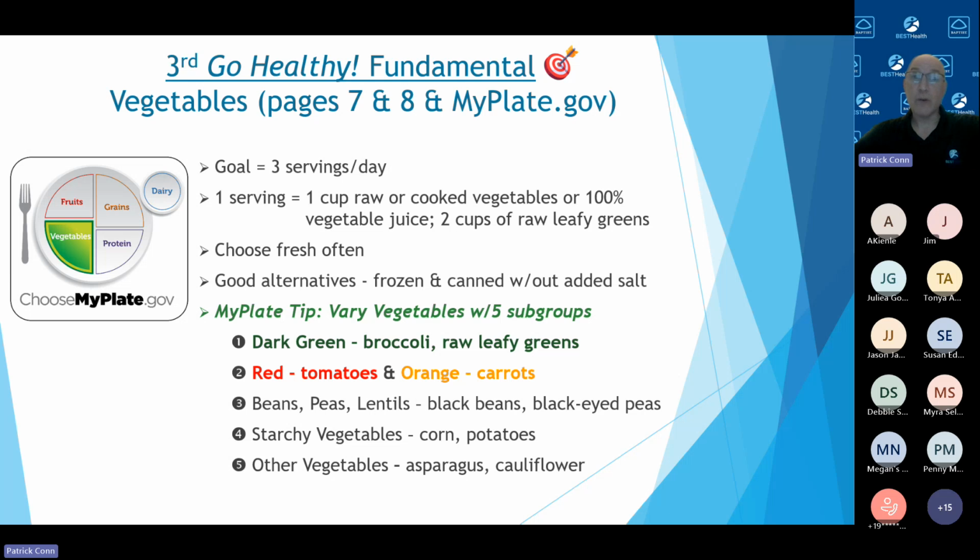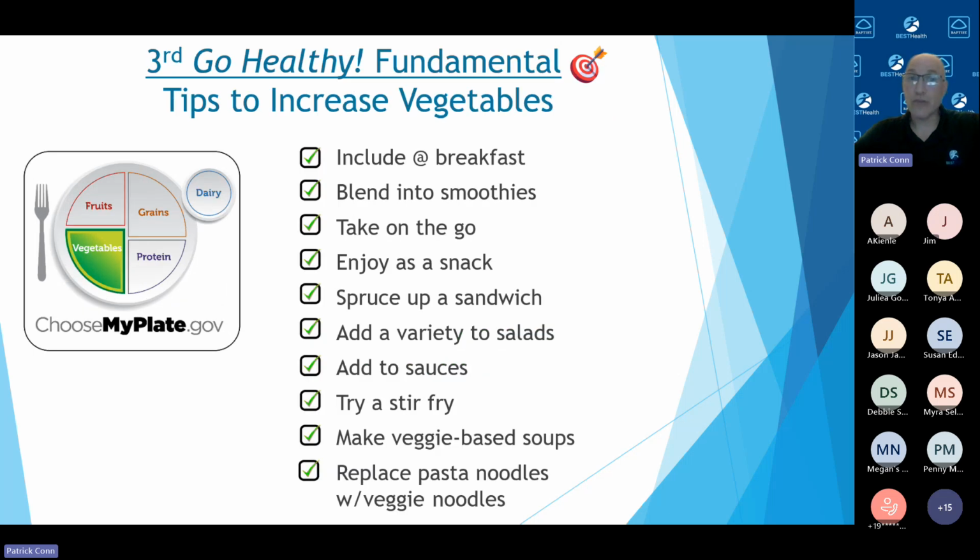Okay, so the ways that you can increase your vegetables here is you can include those at breakfast. I think some good examples would be an omelet. If you eat an omelet, you can pack it full of things like onions and bell peppers, maybe some little pieces of broccoli, something like that. So you can add those vegetables to your breakfast. You also can blend vegetables into your smoothie. I know a lot of people will do things like spinach.